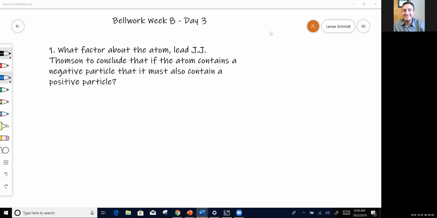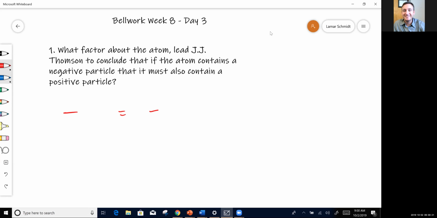So our first question is, what factor about the atom led J.J. Thomson to conclude that if the atom contains a negative charged particle, that it must also contain a positive particle? So let's say we have a negative particle, and that's all we had in the atom. Then our atom would have a negative charge. But that's not what we knew about the atom. The atom actually has a neutral charge.